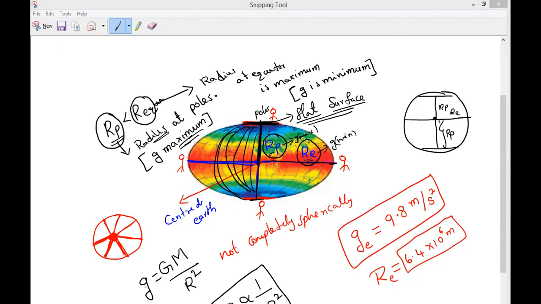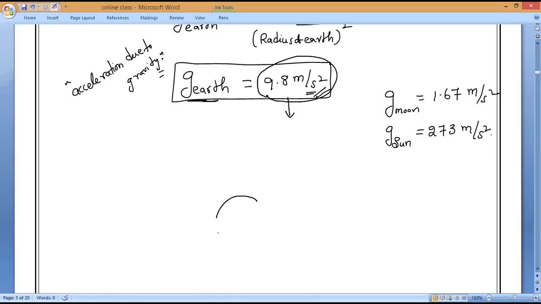Now, let us go back. All of you observe very carefully. Let me consider this is the earth. Do you understand, all of you? Now, if I stand exactly on the surface of the earth, what is the g value, guys? Anybody can tell me? If I stand exactly on the surface of the earth, what is the g value? That is my question.